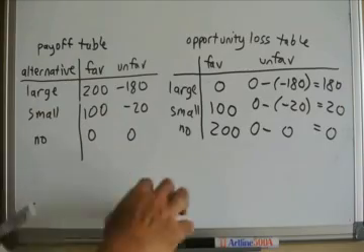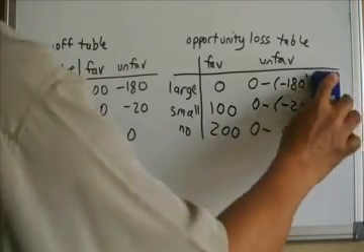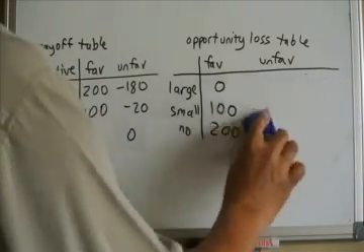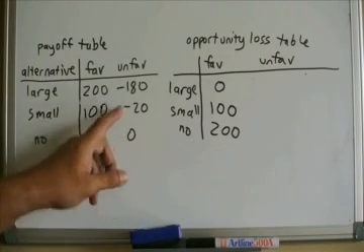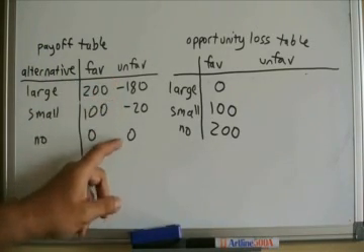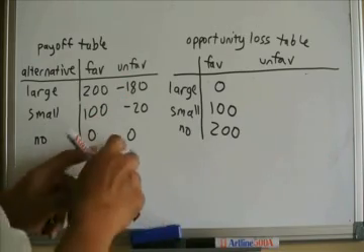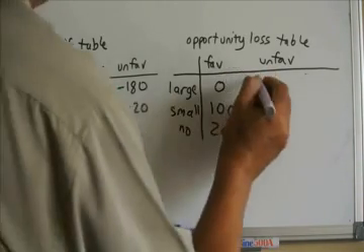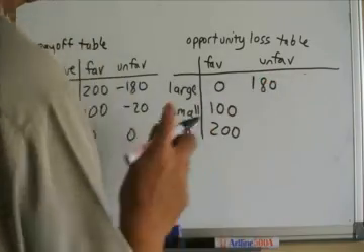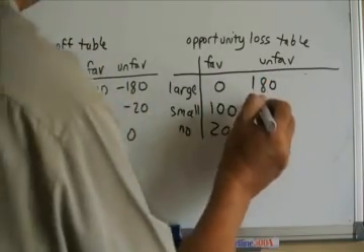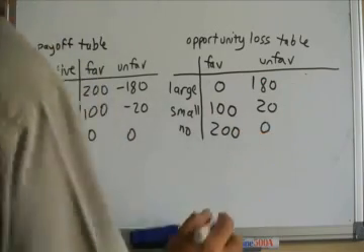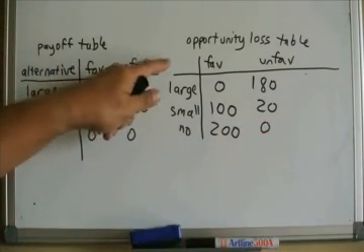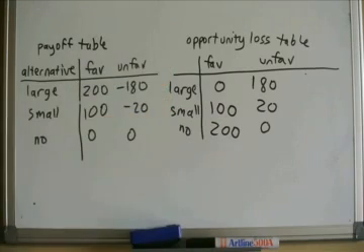Let me repeat it one more time. The biggest value between these values is 0. So 0 minus negative 180 is 180. 0 minus negative 20 is 20. 0 minus 0 is 0. So this is the opportunity loss table.